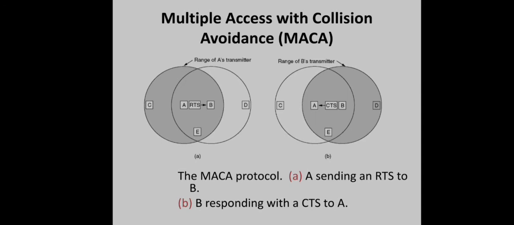This RTS frame contains the length of the data frame that will eventually follow. So A is asking permission from B: I want to send some data of that much length. Upon receiving this RTS, B will reply with another control frame, clear to send, the CTS frame, back to A. After receiving this CTS, A can transmit its frame.